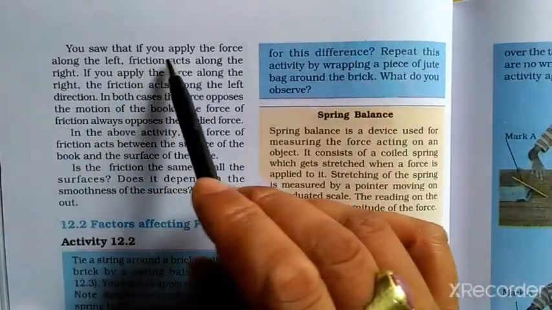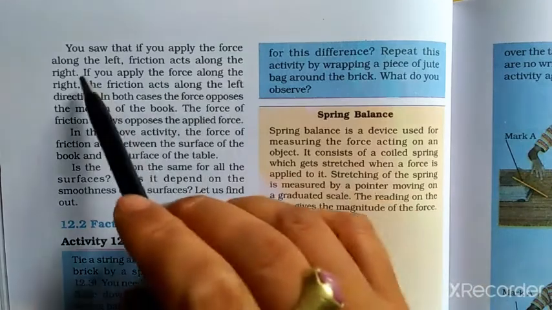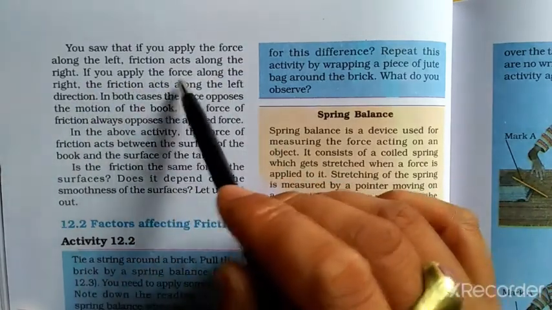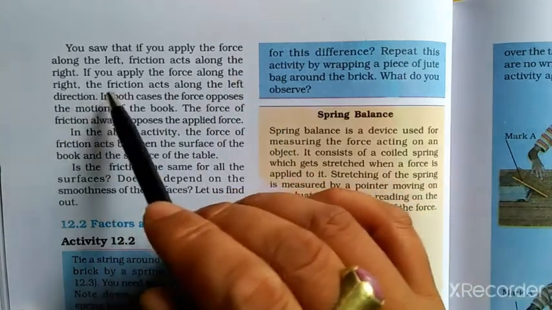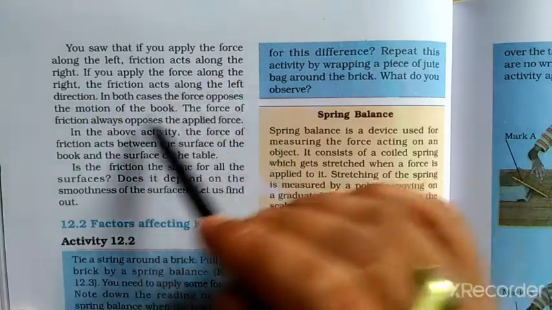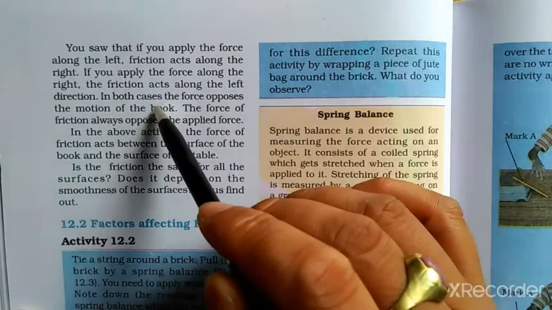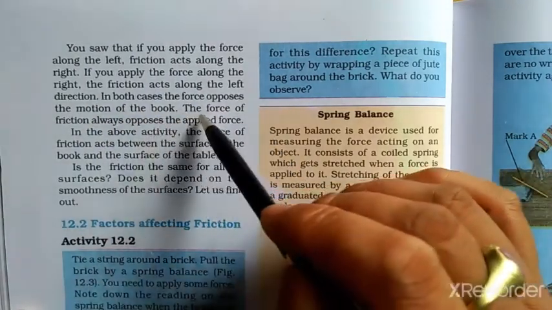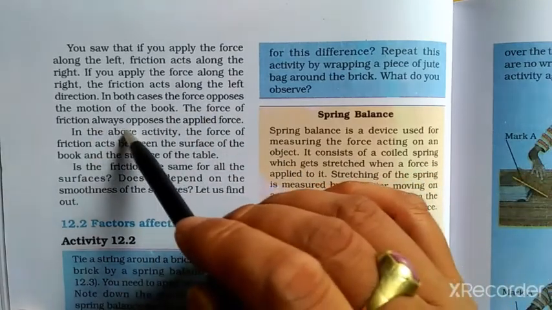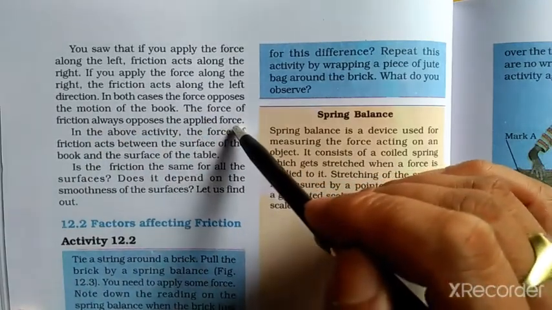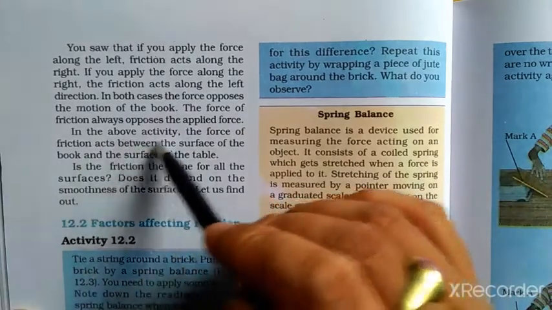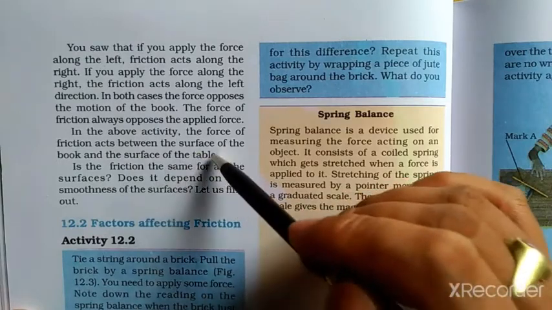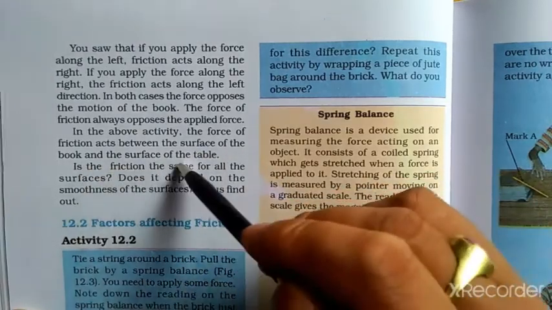You saw that if you apply the force along the left, friction acts along the right. And if you apply the force along the right, the friction acts along the left direction. In both cases, the force opposes the motion of the book. The force of friction always opposes the applied force. So in the above activity, the force of friction acts between the surface of the book and the surface of the table.